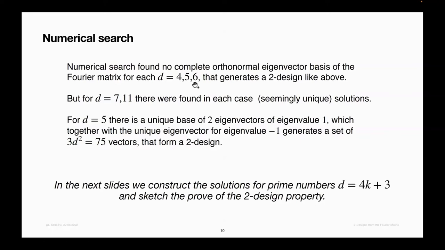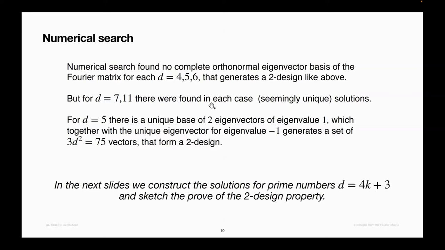So there's no two design like the one above in dimension three, starting with the Fourier matrix, in dimensions four, five, and six. But in dimension seven, there is one. And as well in dimension 11. And actually, in these numerical searches, I found only one unique solution. I used different methods, and they all led to only one unique solution. And the eigenvectors in this case could also be made real. So that's an astonishing result.